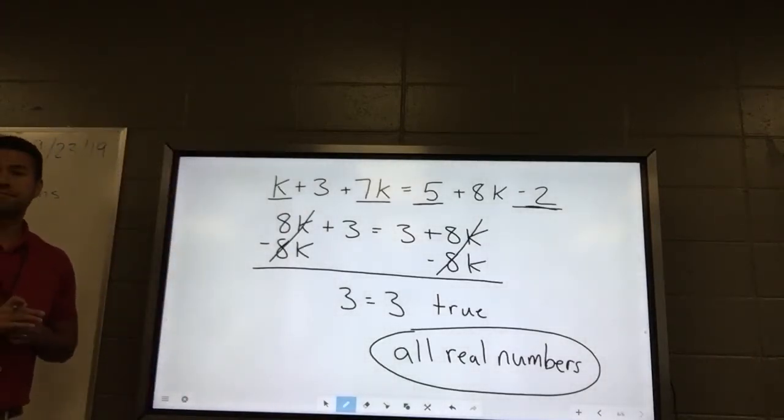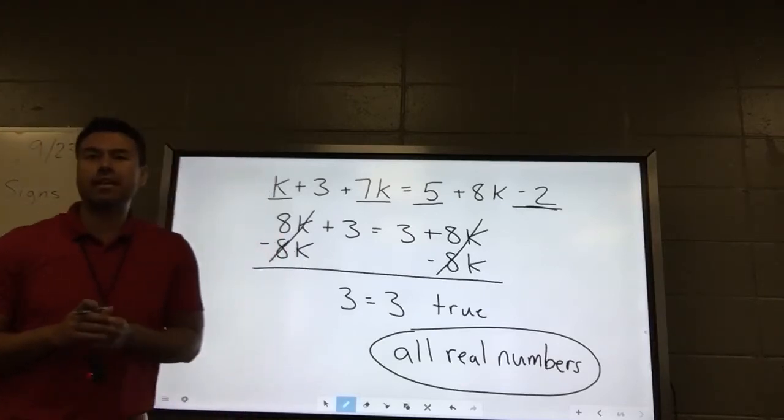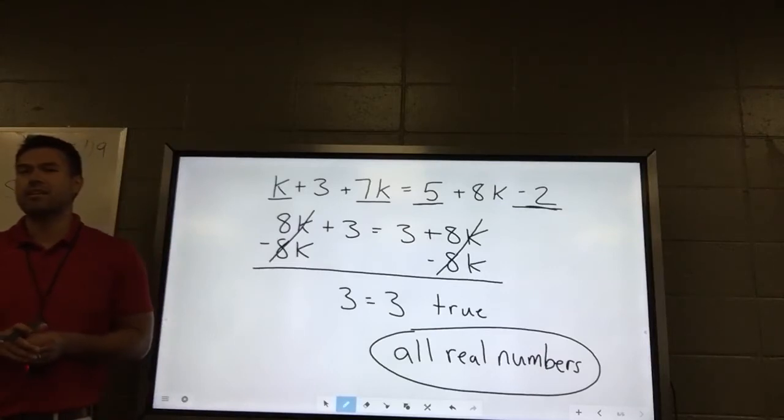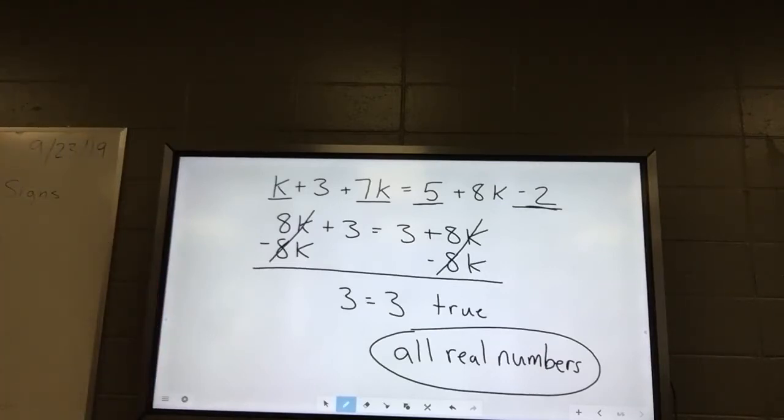Which one is a not real number again? The square root of a negative number. You can't get that. Good news. Okay, guys, that's the first exception.